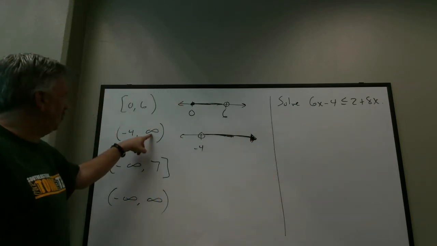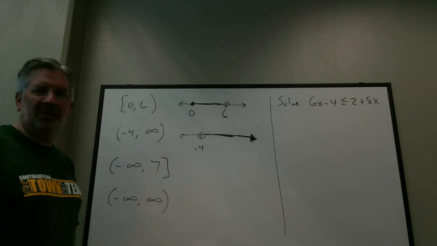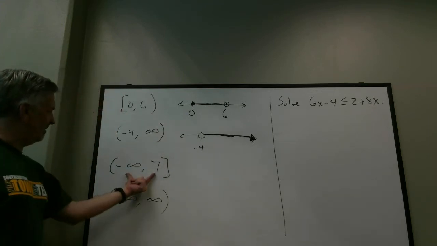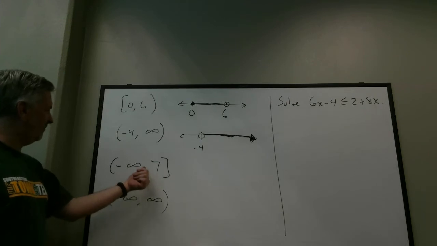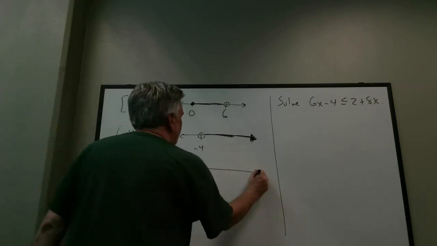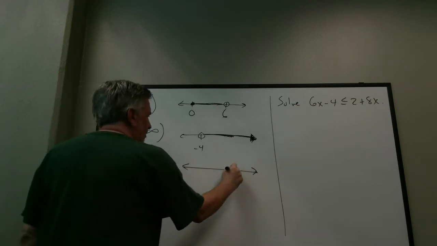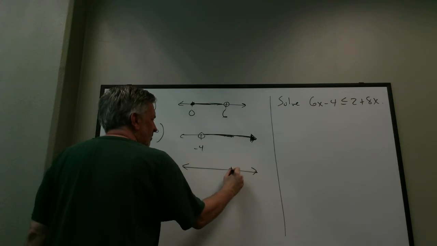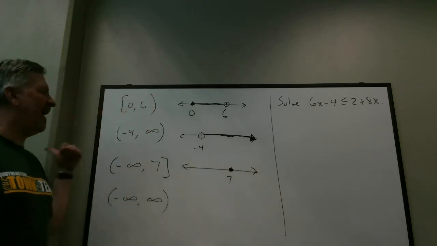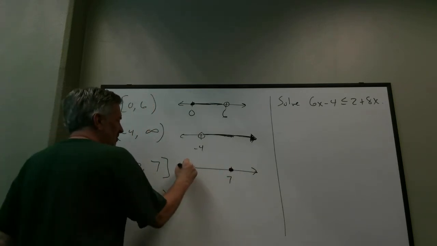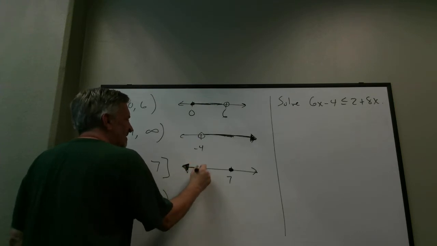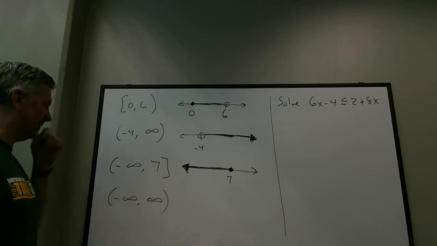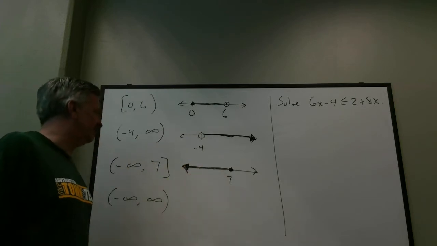And with infinities, you always use parentheses. You never use a bracket on infinity. Again, infinity is not a number, so you can't include it. Likewise, this is saying from -infinity to 7. So 7 is our important division point here. So we do include 7, so that's a solid point. And it's everything to -infinity, so to the left. So you shade everything to the left. Again, -infinity is not a number. It's an idea, so it's everything to the left of 7, including 7.